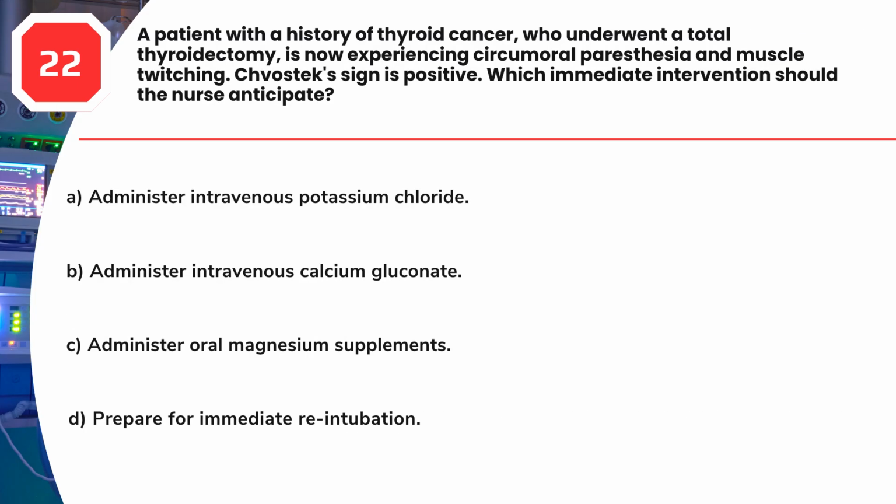Question 22. A patient with a history of thyroid cancer, who underwent a total thyroidectomy, is now experiencing circumoral paresthesia and muscle twitching. Chvostek's sign is positive. Which immediate intervention should the nurse anticipate? A. Administer intravenous potassium chloride. B. Administer intravenous calcium gluconate. C. Administer oral magnesium supplements. D. Prepare for immediate reintubation.